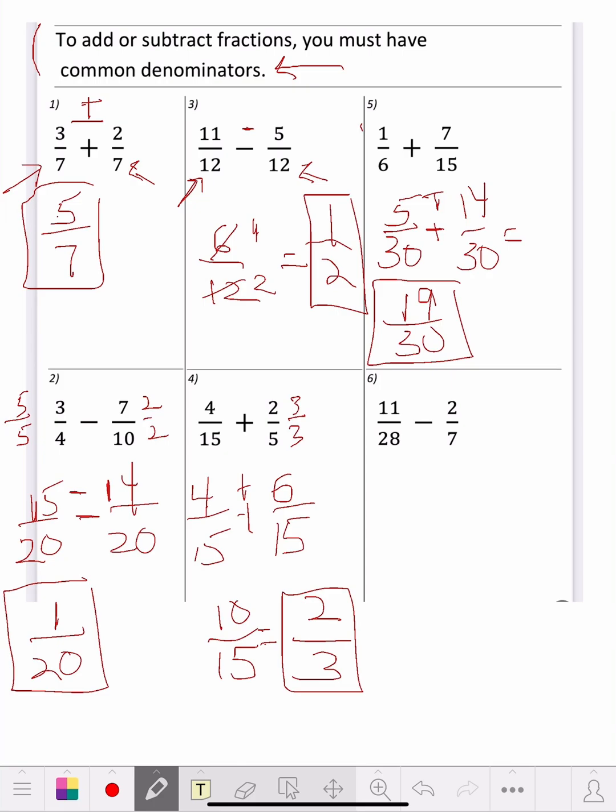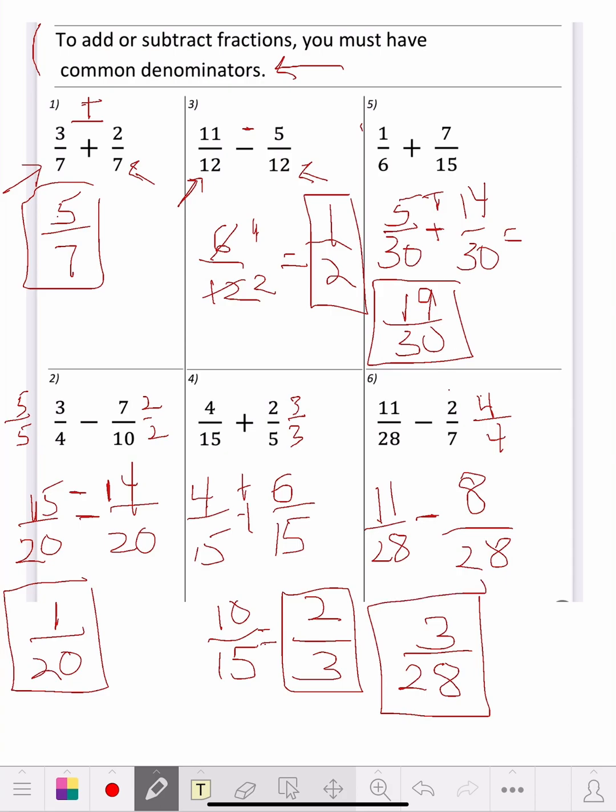Okay? I can already see 7 will go into 28 4 times. So I want to multiply this one by 4 and this by 4. Okay? So that way I get to 28. So I'm going to have 11/28 minus, okay, 4 times 2 is 8, okay, 4 times 7 is 28. So I get the denominator is the same. So 11 minus 8 is 3 over 28. And I don't think we can reduce that. So I think that's going to be my answer. So that was all there was to it.